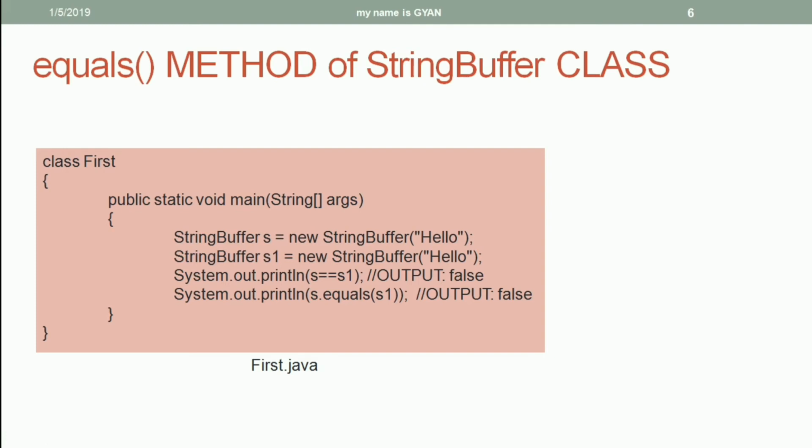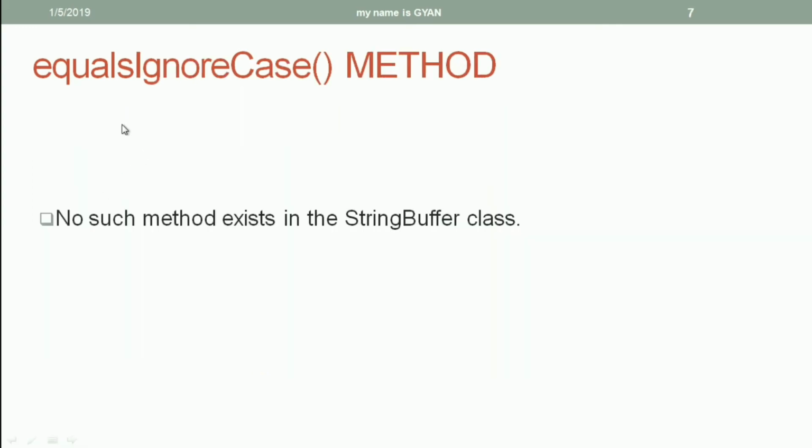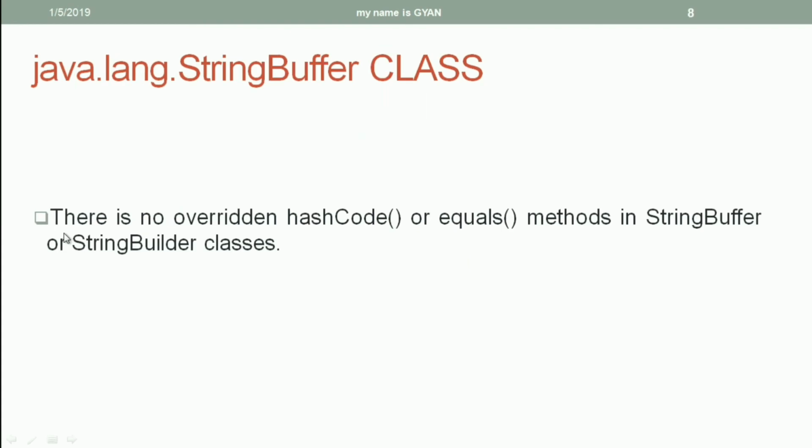These are a few important questions that can be asked in a Java interview. If we talk about the equalsIgnoreCase method, then no such method exists in the StringBuffer class. We know that the equalsIgnoreCase method exists in the String class, but no such method exists in the StringBuffer class. And there is no overridden hashCode or equals method in the StringBuffer or StringBuilder classes.